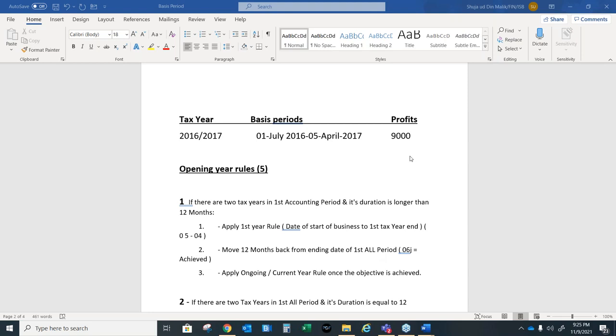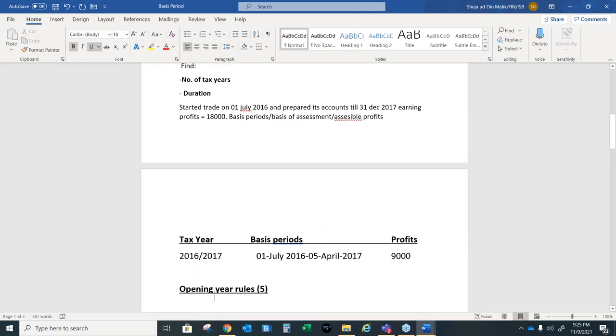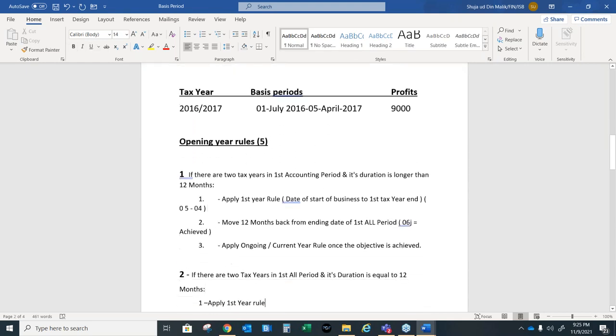Any problem in the calculation of profits? It was very simple. 18,000 for 18 months. So there are 9 months involved. We will be dividing it by 18 and multiplying it by 9. We will be getting this 9,000 in the result. But the objective was to match the tax year and the accounting date. The accounting date is still 31st December, while the tax year date is the 5th April. We have not yet matched it.